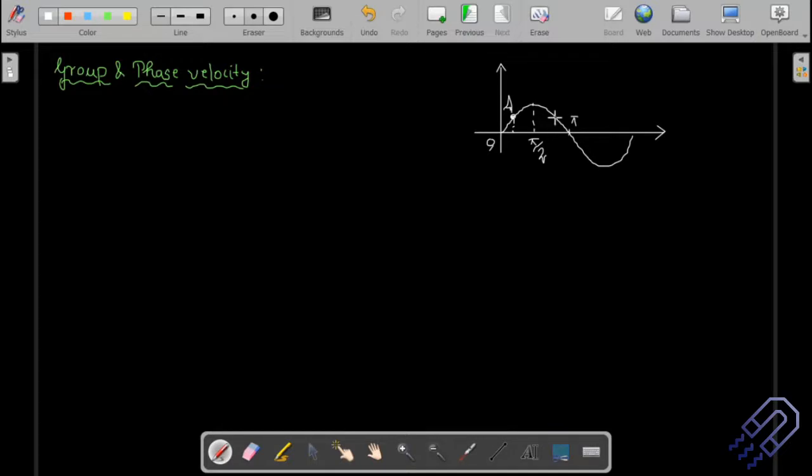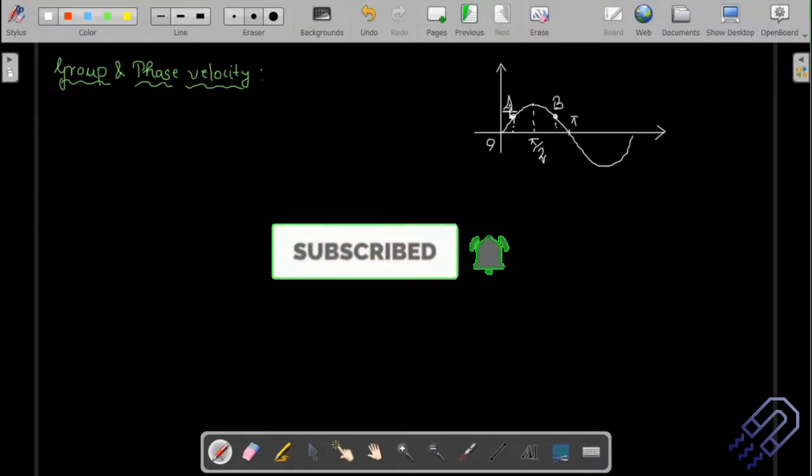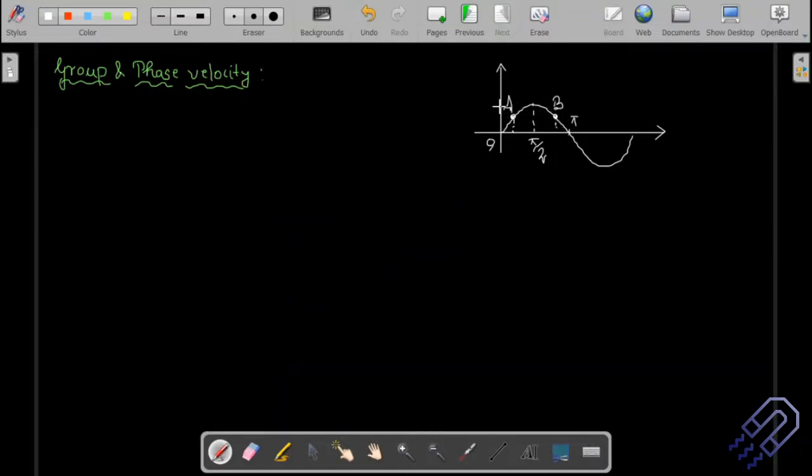If I consider a similar point on this side at the same height, and let's say this is B, then A and B are both in phase. On the other hand, if I consider any other point somewhere else, maybe C, you can say A and C are not in phase, or B and C are not in phase, and so on. So whether they are in phase or out of phase depends on the position of the point.